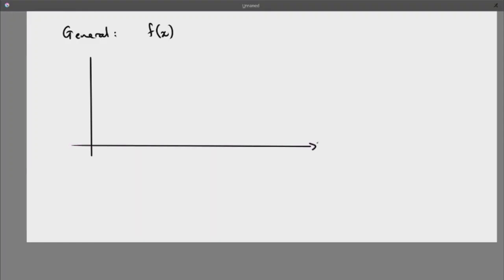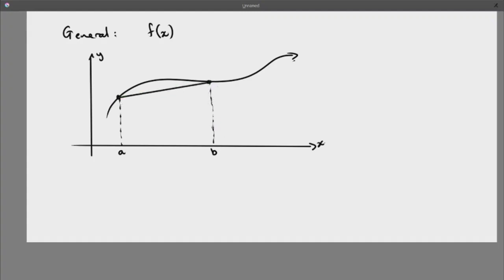Let's pretend I have some function. I just want to look at it. I don't know what it looks like. I have my window, let's say some A to B. I need to know the window I'm looking at. Then I have the secant line between these points. That's what we looked at.